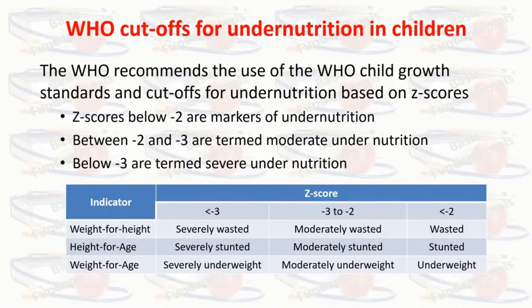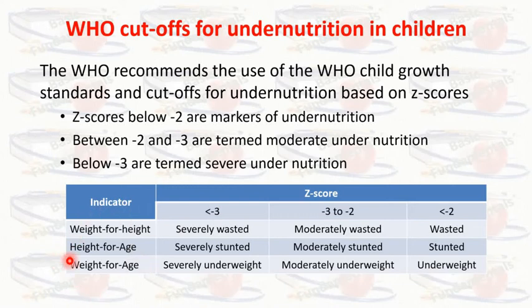So what are the cutoff points? WHO cutoff points for undernutrition in children. The WHO recommends the use of the WHO child growth standards and cutoffs for undernutrition based on the Z-scores. Detail was discussed in my previous session. Here is the summary of these Z-scores. Z-score below -2 are markers of undernutrition. Between -2 and -3 are termed moderate undernutrition, and below -3 are termed severe undernutrition.